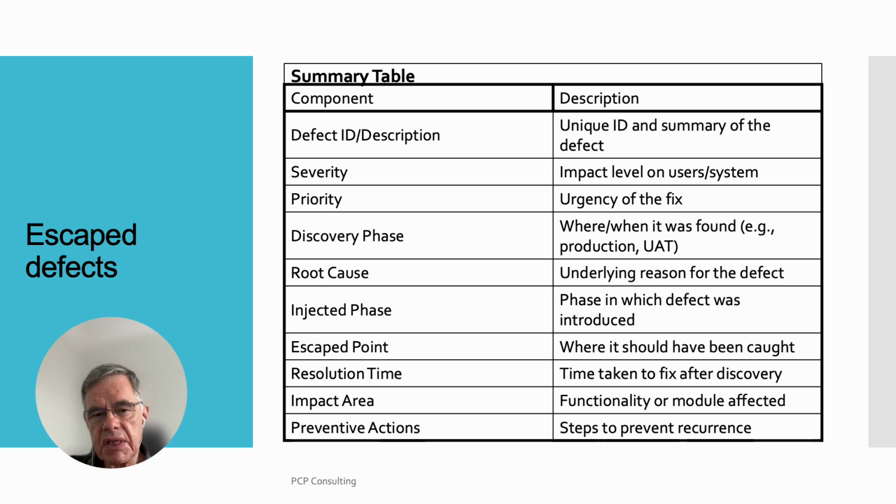The summary chart has two columns: component in column 1 and description in column 2. Defect ID, description: unique ID and summary of the defect. Severity, impact level on users, system. Priority, urgency of the fix. Discovery phase, where and when it was found, for example, production or UAT.